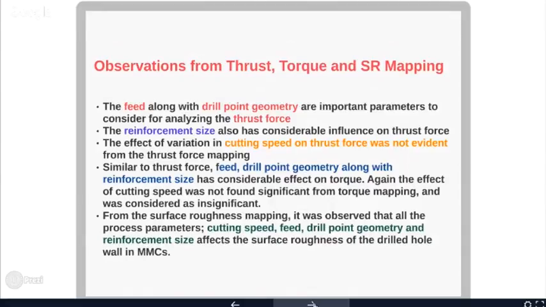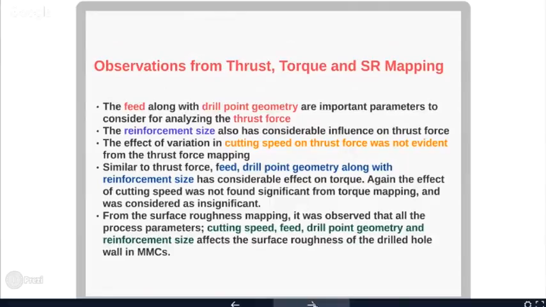From the surface roughness mapping, it was observed that all the process parameters, cutting speed, feed, drill point geometry, and reinforcement size, affect the surface roughness of the drilled hole wall in metal matrix composite. Now here, a very important observation is that the drill point geometry plays a very significant role when we are talking about the thrust force, the torque, or the surface roughness.